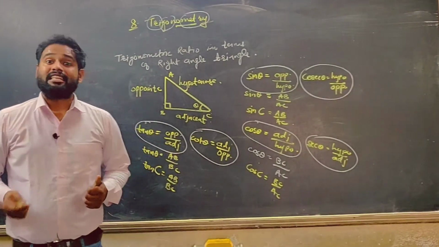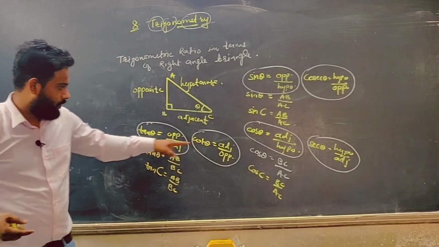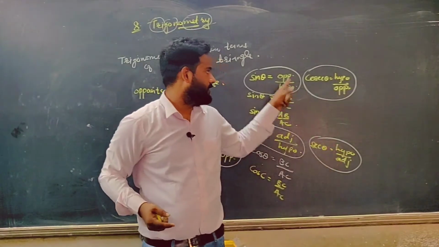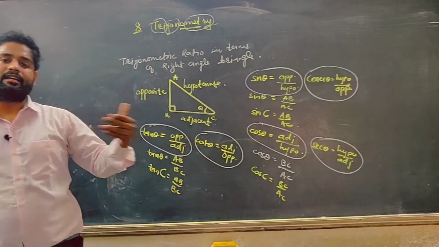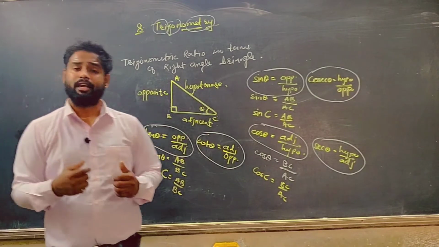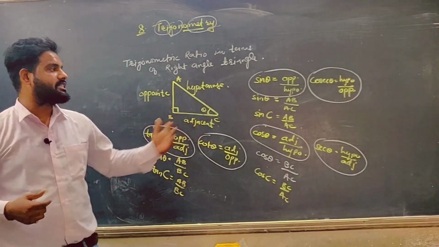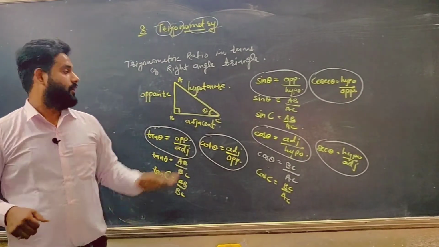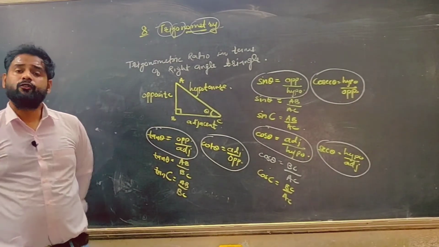That's why they are called trigonometric ratios, because each has one value upon another value. Because they have two things in a division, they are called ratios. In a ratio you have a numerator and a denominator. So all these six trigonometric functions involve a numerator and a denominator, and that's why they are called trigonometric ratios.